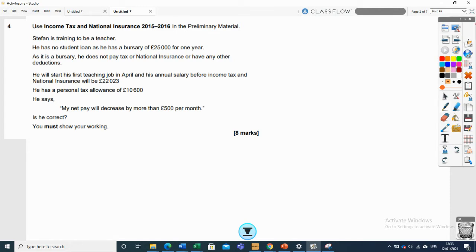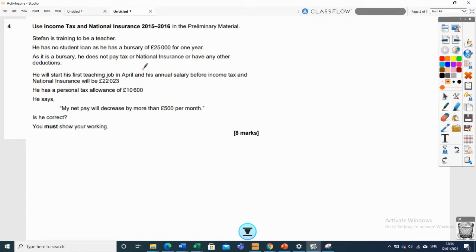Okay, question 4. So you should have had a go at this first. Now I'm going to go over how to work it out. You've got Stefan, training to be a teacher. No student loan, as he has a bursary of £25,000 for 1 year. So he doesn't have a student loan. He does not pay national insurance or tax on that.